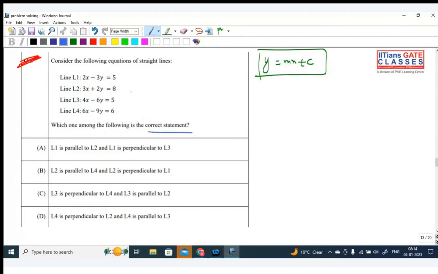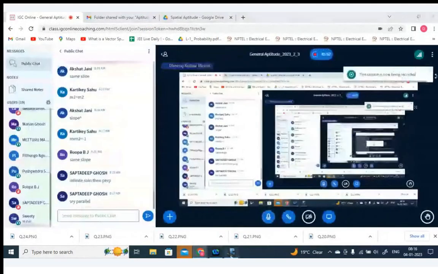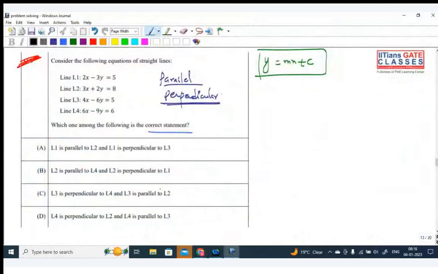What you have to find here is there are four lines, and you have to find which line is perpendicular to which line, and you have to find the parallel ones. What is the meaning of parallel? When can you say two lines are parallel? Parallel means two slopes you have to make the same. Understood?